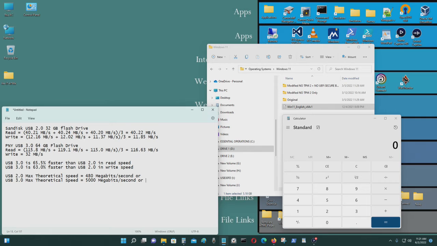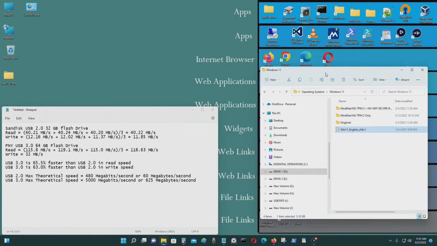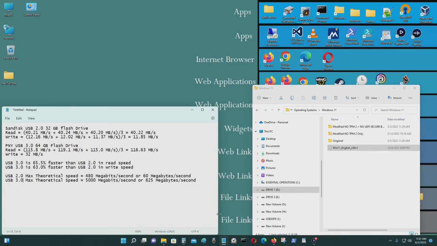We'll put bytes in there. 480 times 0.125, that's 60 megabytes per second. And for 5 gigabits, that's 5,000 megabits, which comes out to 625 megabytes per second. So as you can see, it's not using up the full potential of USB 3.0 for a USB flash drive.